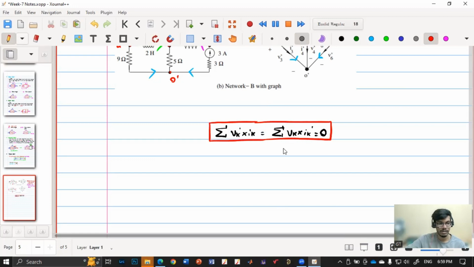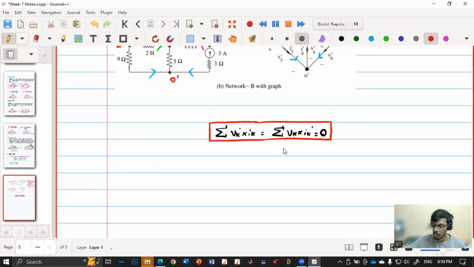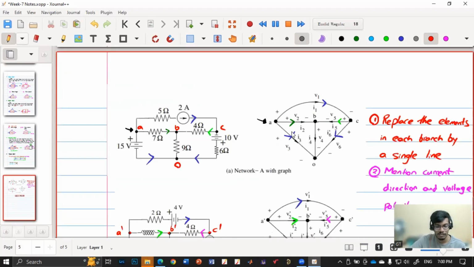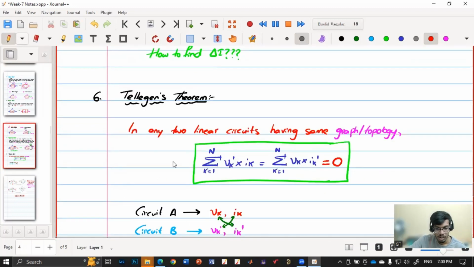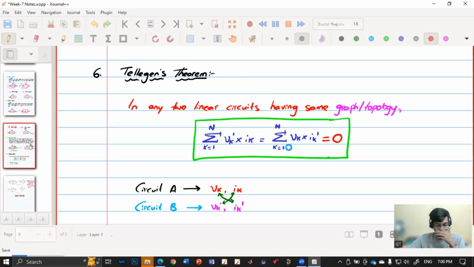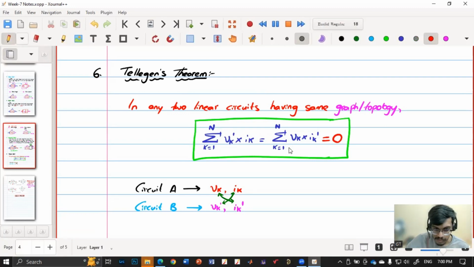So is this point clear? This will be applicable only for circuits having the same graph or topology. If they have a different graph, then it is not applicable. So for circuits having the same graph or topology, if you calculate voltages and currents in all the branches of circuit A as well as circuit B, then the summation of the product of voltages across the branches in circuit A and currents in the branches in circuit B, and similarly vice versa, will be equal to 0. Is this clear? Tellegen's theorem.